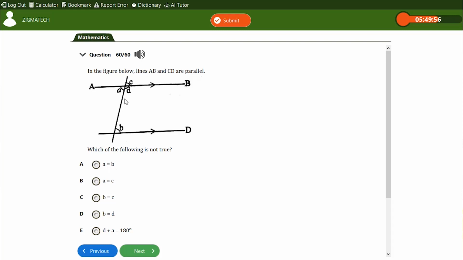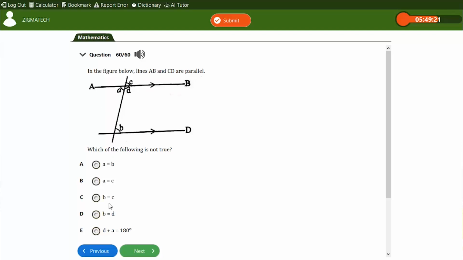A is equal to B. Let's look at A. A is equal to B. Yes, that is true because alternate angles are equal. So A can be equal to B, right? That is right. Then B, they say A is equal to C. You're looking at the screen, right? A equal to C. Yes, that is true. Vertically opposite angles are equal. So A is equal to C. They are vertically opposite. See them now. Just look at the way my cursor is going opposite the two angles, okay?